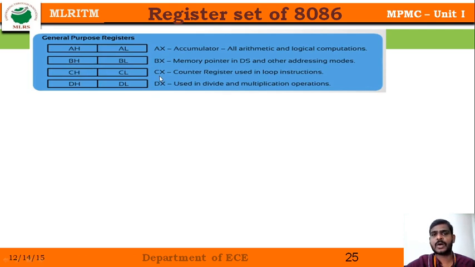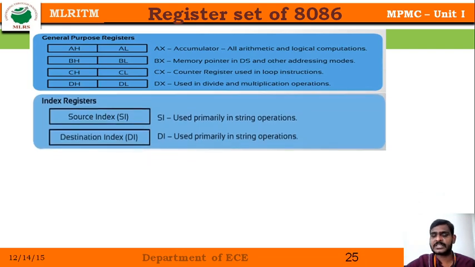CX is a counter register used specifically in loop operations when loop instructions are executing. DX is used in specific operations like divide and multiplication operations. The DX register needs to be mentioned. So the DX register can also be called the data register.